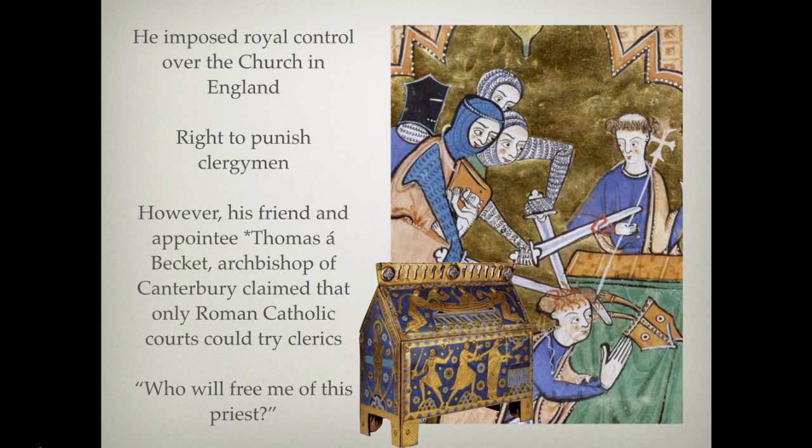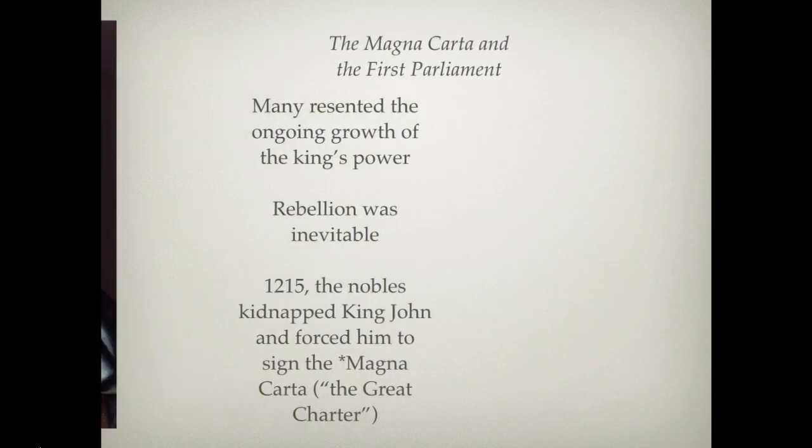Now, of course, in frustration, Henry cries out, "Who will free me of this priest?" Now, his knights in the room thought he was serious, and so they march over to the cathedral in Canterbury, and they bash his head open with their swords and fling his brains on the altar. And so this becomes a famous moment in the conflict between the Catholic Church and the Crown for competing authority, which is a trend that will exist in the rest of medieval history as the two powers are competing and butting heads against one another.